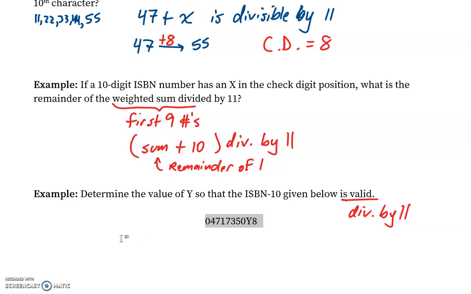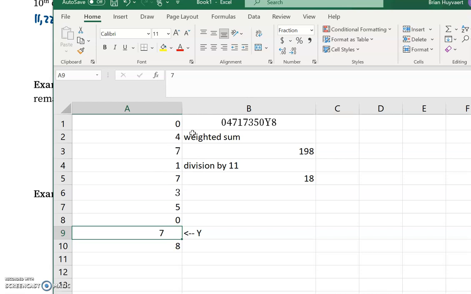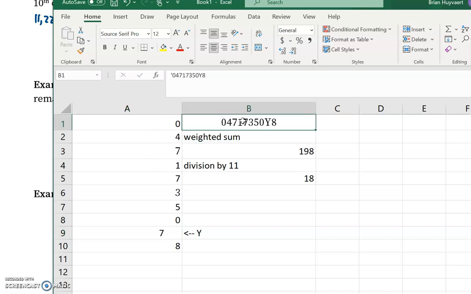All right, so y equals 7. Let me come back over here. Y equals 7. Boom, done. There are other ways to do this, of course, but this is at least one way. And I wanted to incorporate, if I had a different ISBN here, how could we see if it's actually valid?